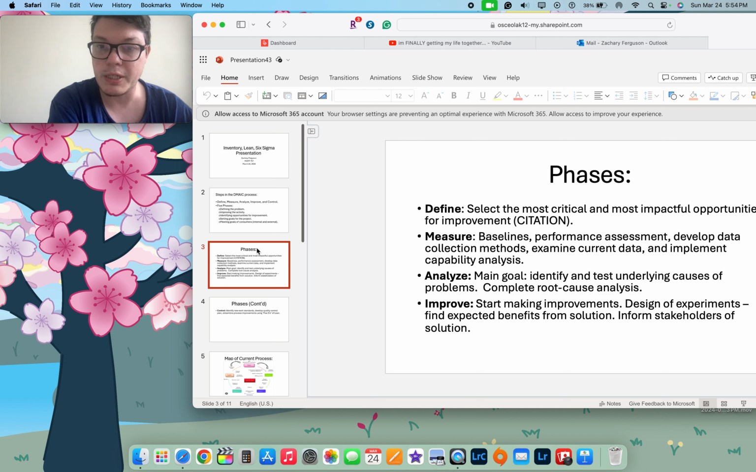The next phase would be improvement. So start making improvements. This will include different experiments that could be done to test out different ways to improve patient care, patient satisfaction, and patient process throughout, seeing from the time they walk through the door to the time they get their diagnosis and medication if they needed it.